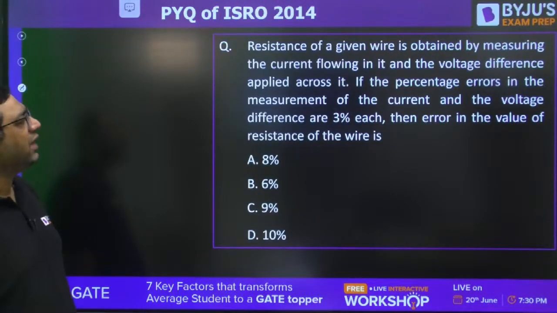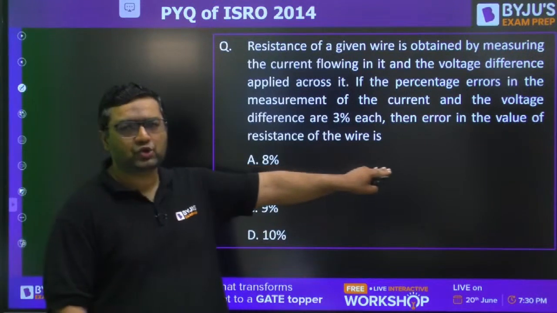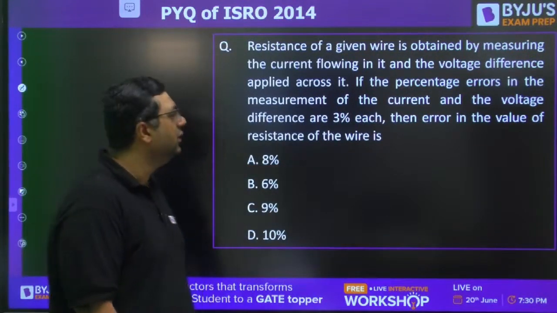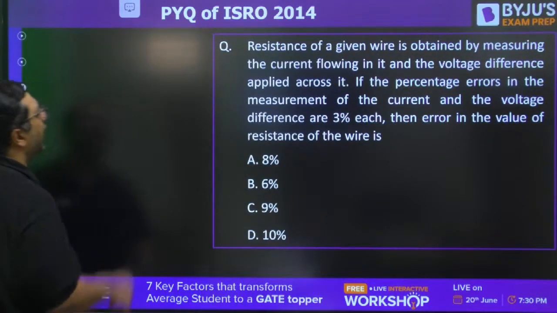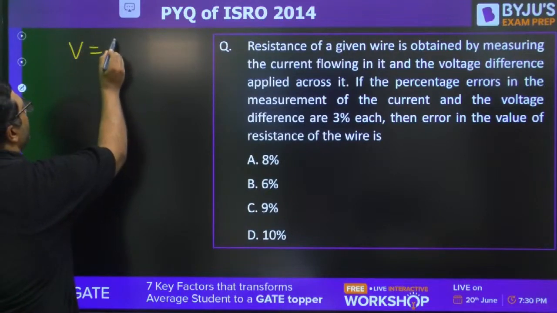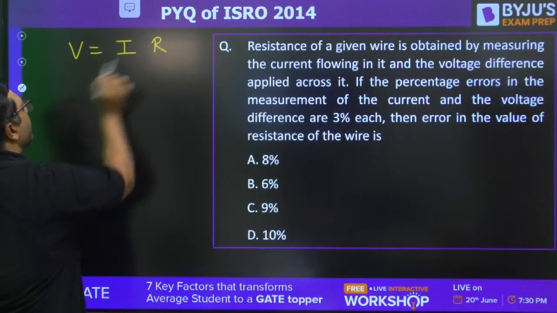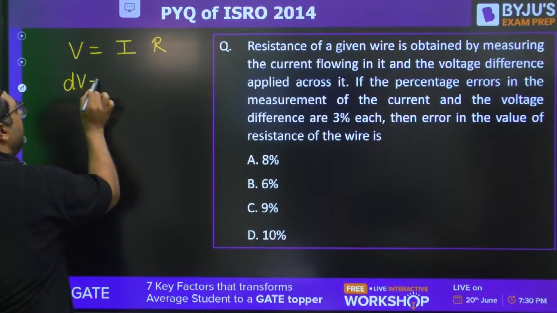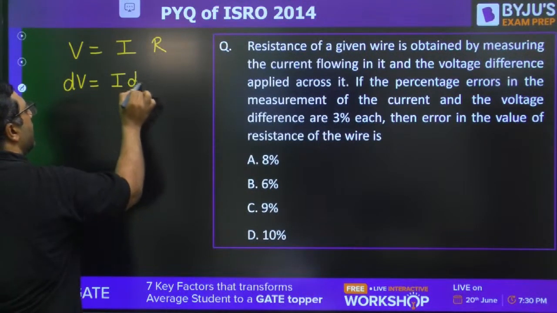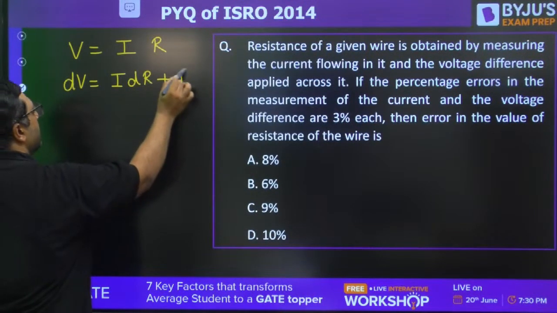Resistance of a given wire is obtained. This is once again a question from units and dimension, basic differential. I feel you know V is equal to IR. If you go for differentiation, dV will be IdR plus RdI.